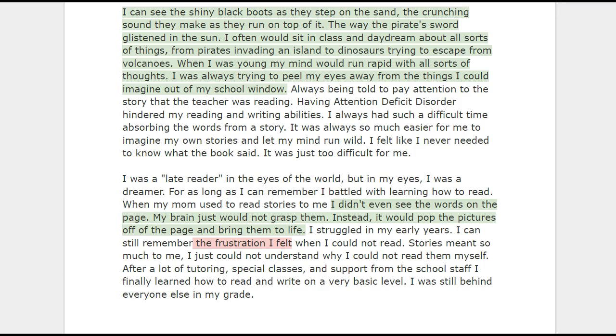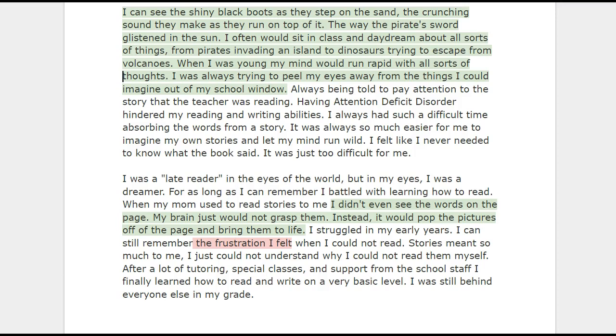We see descriptive details like escaping from volcanoes, a mind running rapid with all sorts of thoughts, peeling her eyes away from the things she could imagine outside of her school window. All of these details are included to support one of her controlling ideas that rather than reading, this student made up stories in her own mind. It was important in the student's narrative to highlight the imagination that she had as a young student.